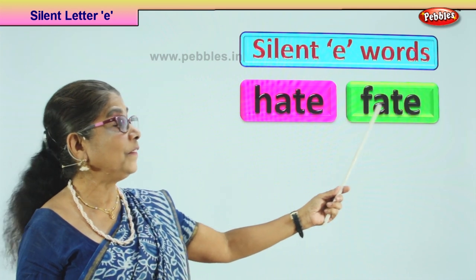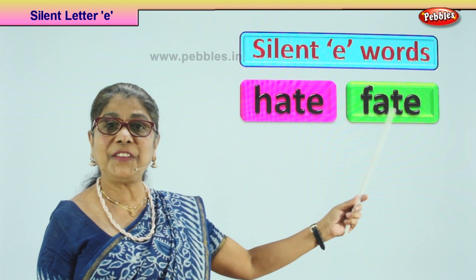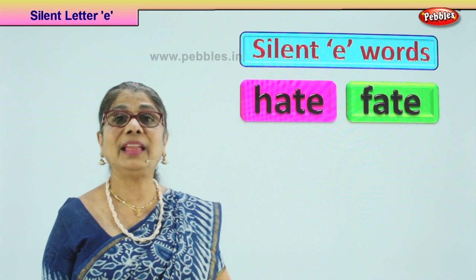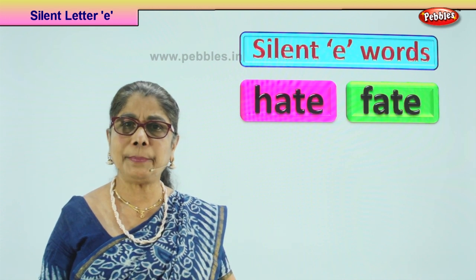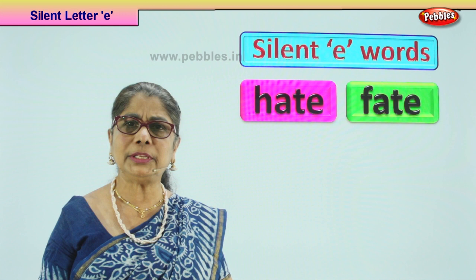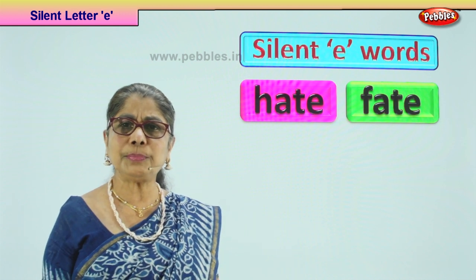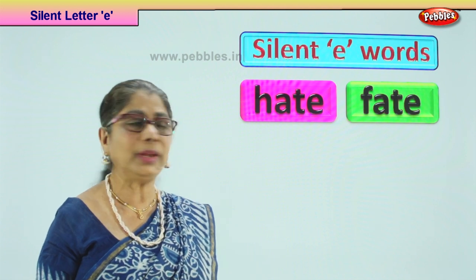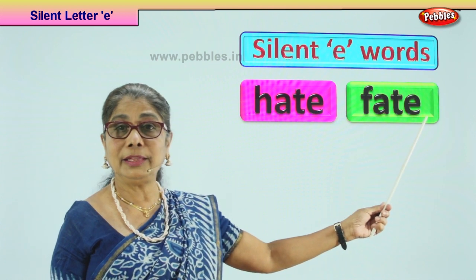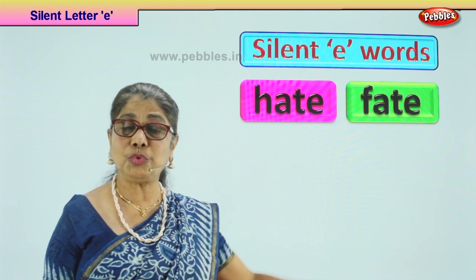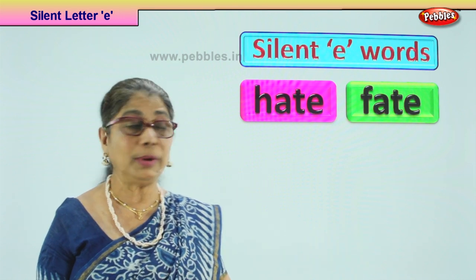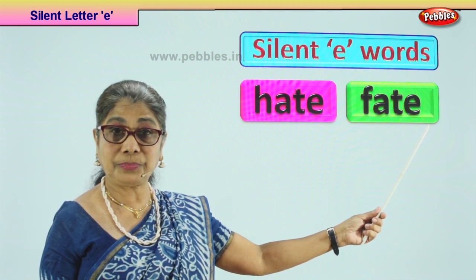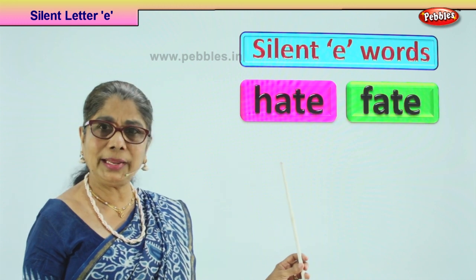Silent E. Fate. Okay? You know how to say this? Fate. Now, don't sit back and say, I can't remember this, I can't write the whole thing, this is my fate. No, work hard. Say it again. Read it again. Then you will not say this. Sometimes you can't get something, some problem, but try and get it. Fate. Now, let's look at our next word.